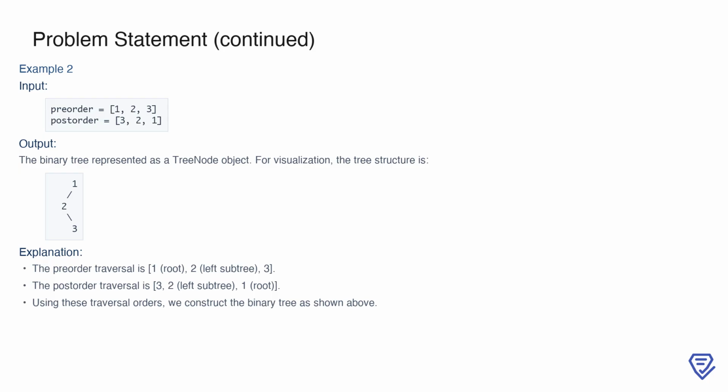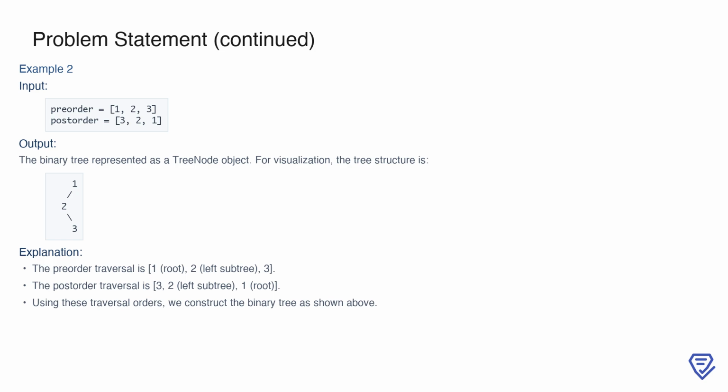Now, consider the second example. Here, the Preorder traversal is 1, 2, 3, and the Postorder traversal is 3, 2, 1. In this case, the binary tree has a root node of 1, but the structure is different. The left child of the root is 2, and 2 itself has a right child, which is 3. This results in a tree where the nodes are arranged such that each subtree has only one child.